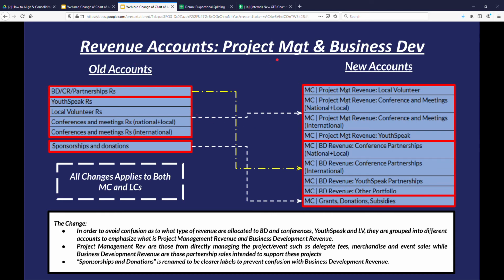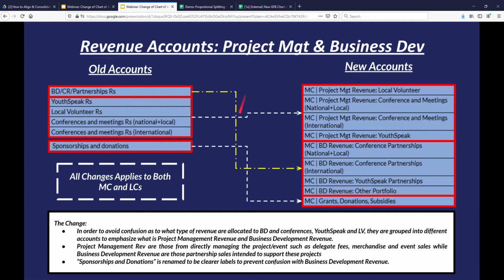So revenue accounts: project management and business development. The main change is, in order to avoid confusion about what's happening with BD and conference costs, and also USpeak and LV, they are grouped into different accounts, which are project management revenue and business development revenue. If you notice, in the old accounts USpeak, LV and the conferences become project management revenue, pretty much the same logic. We just changed the labeling.